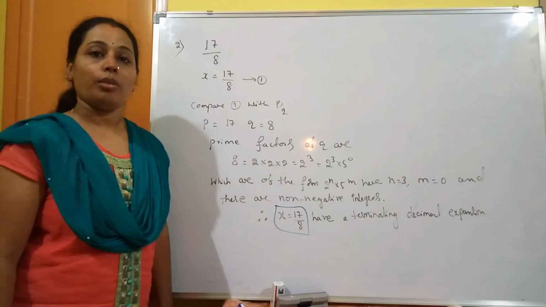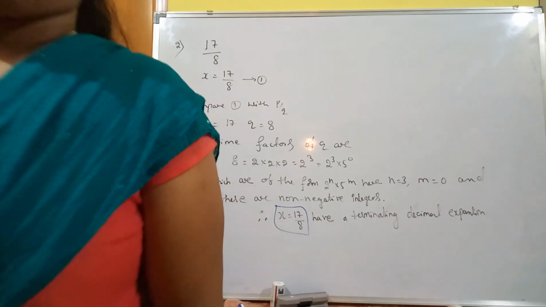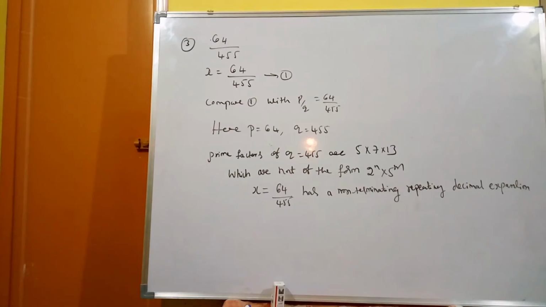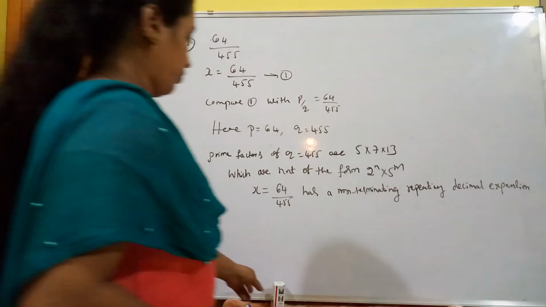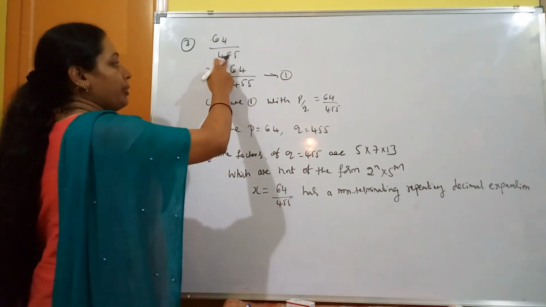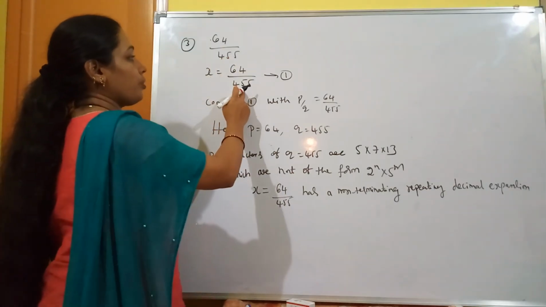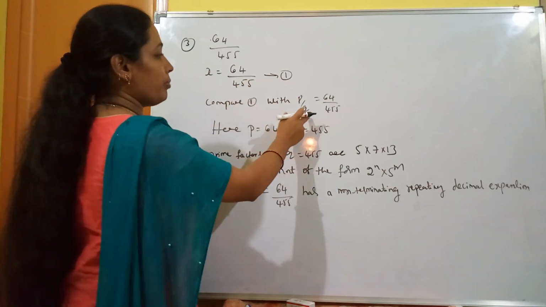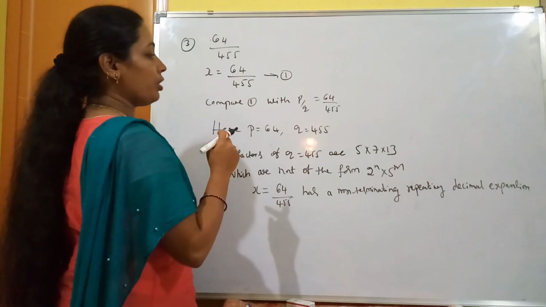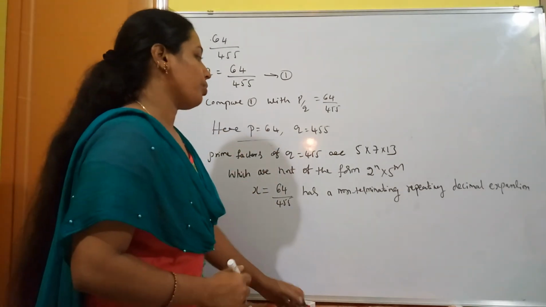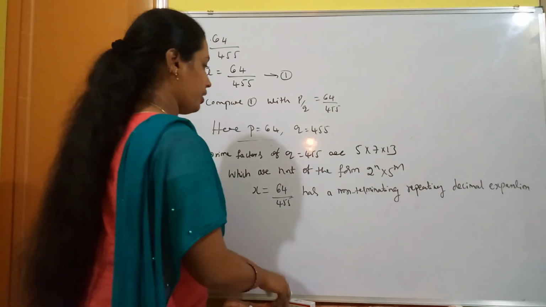Once again you can observe, children, here also the same problem: 64 divided by 455. Then x is equal to 64 by 455, equation 1. Compare this equation with p by q. Here p is equal to 64 and q is equal to 455. As usual, the same method.